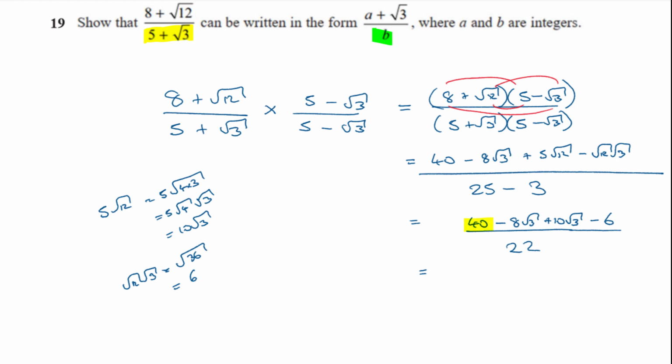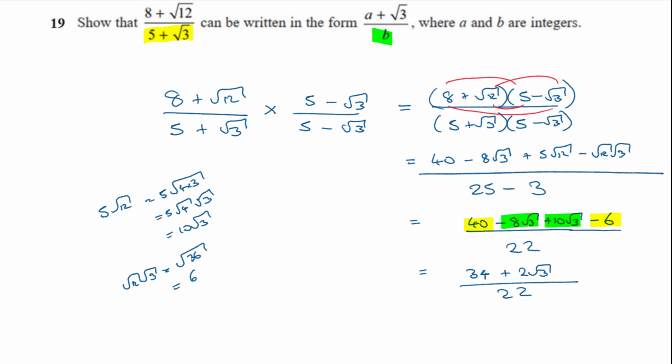Okay, so then I've got numbers. I've got 40 take away 6, that is 34, and then I've got like terms here as well: minus 8 root 3 and plus 10 root 3. You can collect these together just like you can with algebraic terms. 10 root 3 take away 8 root 3 is 2 root 3. So plus 2 root 3 all over 22. Okay. Now, can I cancel that down any further? All of these numbers are divisible by 2, aren't they? So I'm going to just divide every term by 2.